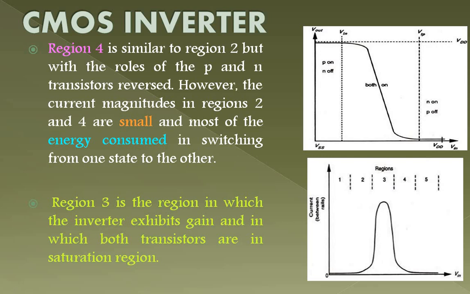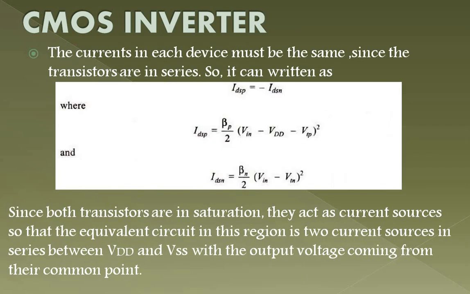In region 3, both will be exhibiting gain, meaning we will be getting high gain, and both the transistors will be in the saturation region. So the current in each device must be the same. In the third region, the current will be the same in each device, since the transistors are connected in series, and these transistors will behave as current sources. In the pull-up and pull-down transistors derivation, we have seen how we use the transistors as current sources. I'll give the link of that video also, just go through that once.